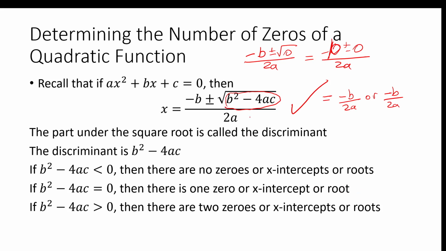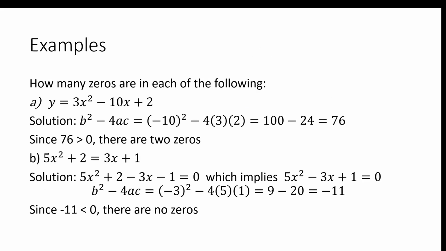And finally, what if b squared minus 4ac is greater than 0? Well, then we'll have a non-zero value for the discriminant. When we take the square root of that, we'll get a non-zero value. And so when we have negative b plus that value divided by 2a, or negative b minus that value over 2a, we'll get two different answers. Assuming we're in the real number system, which we will, unless otherwise said, there will be two zeros or x-intercepts or roots. So let's put this to work.